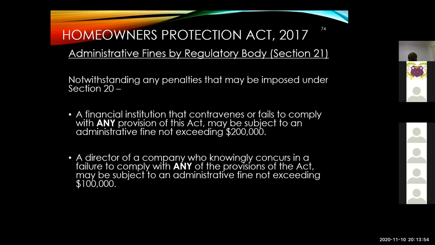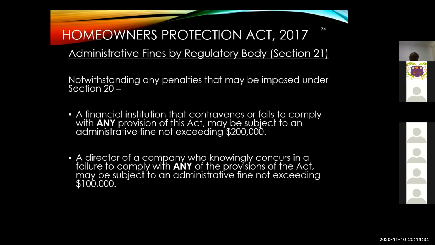So we can see that the financial institution itself faces the possibility of a fine of up to $400,000 because they're statutory offenses and they're administrative offenses. And then the director, they'll have to pay. Normally, the director doesn't pay this out of their pocket. This comes from the financial institution. So again, up to $100,000 under statutory offenses and up to $100,000 under the administrative fines by the regulatory body.